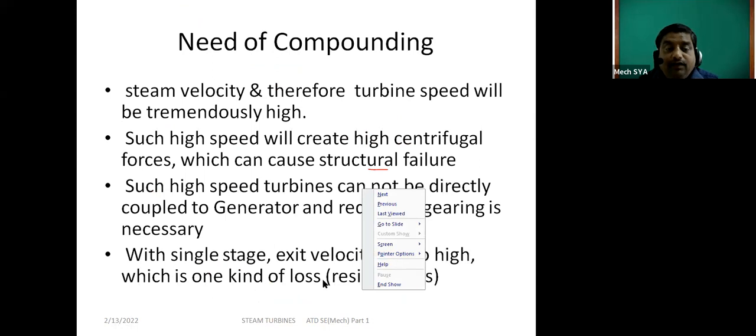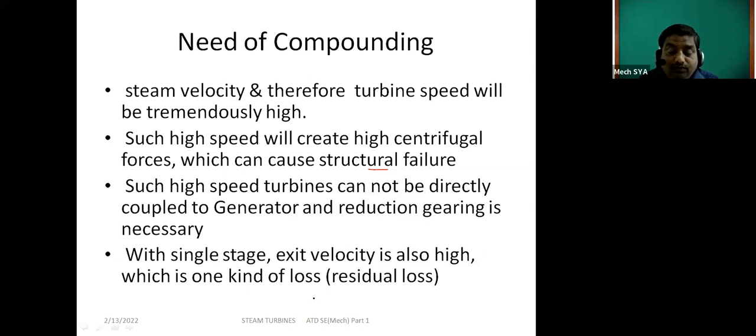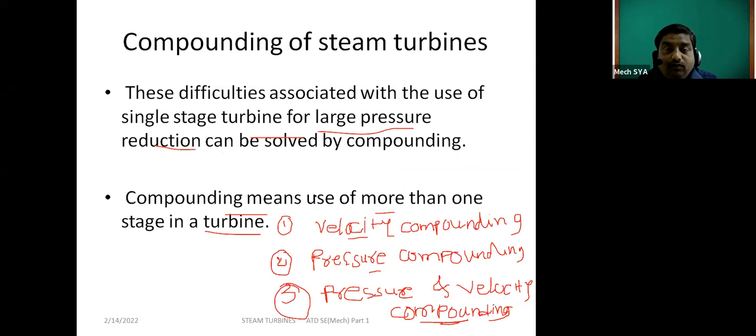And with a single stage, the exit velocity is also high, which is one kind of loss. So the exit velocity is very high, but we are not using that velocity. This is one kind of loss, and whatever practical losses are there, we have to deal with them.